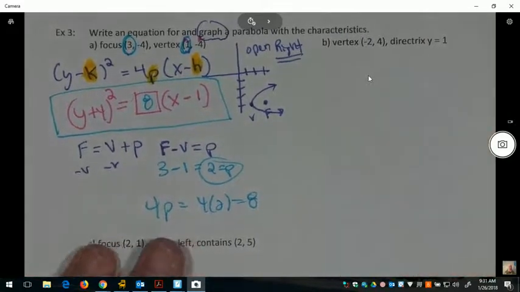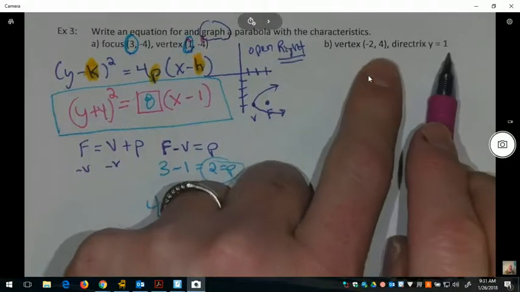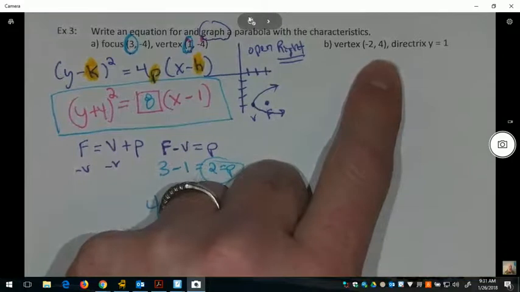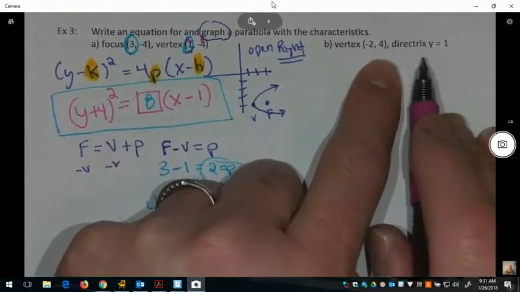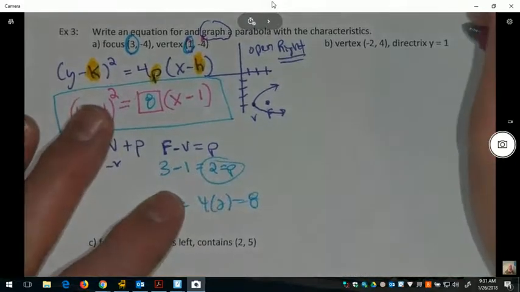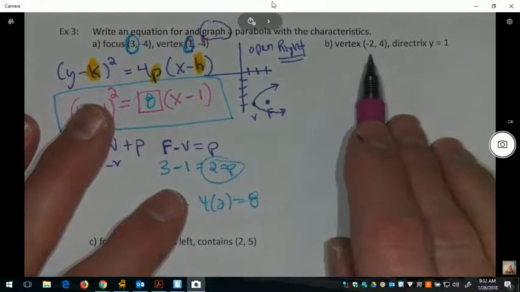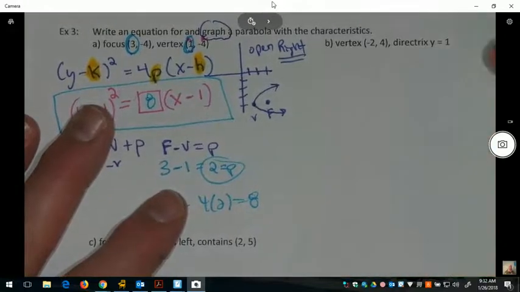So we could graph that to see which way it opens, but I also know, look, it's the y. Y was 4 for the vertex, now it's 1 for the directrix. So that means that the y coordinate is what's changing, so this is going to open either up or down. The directrix is always below or above the vertex. In this case, it's below, so this is opening up.